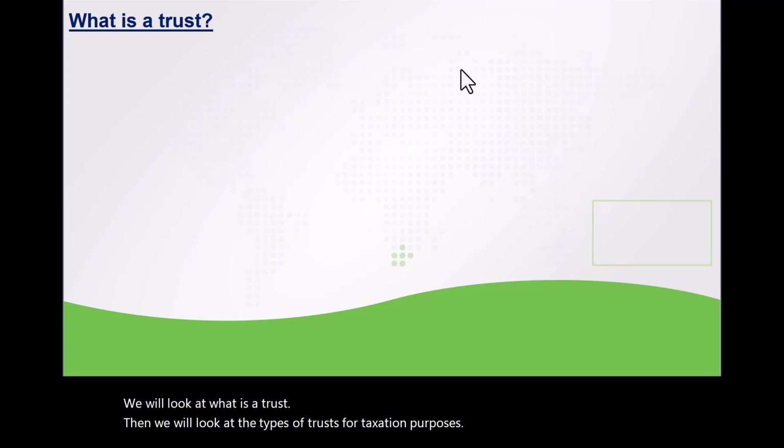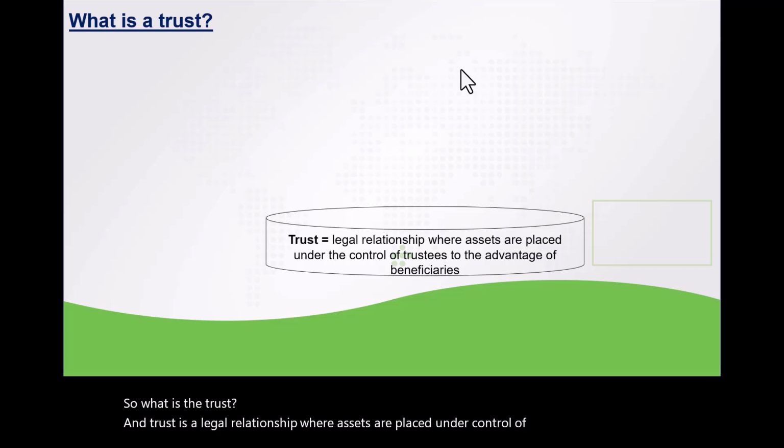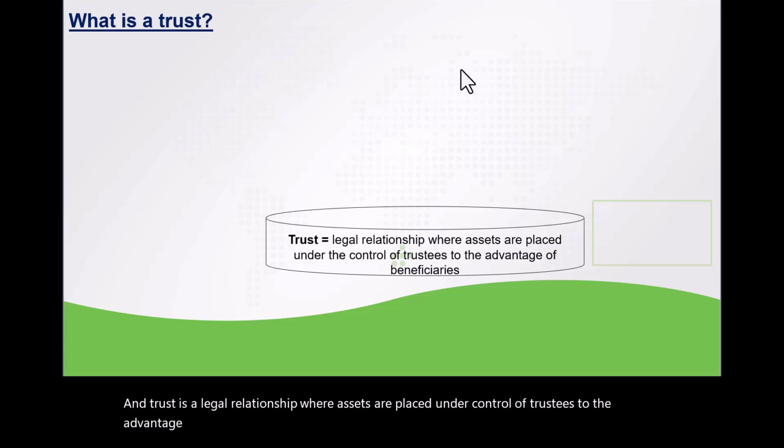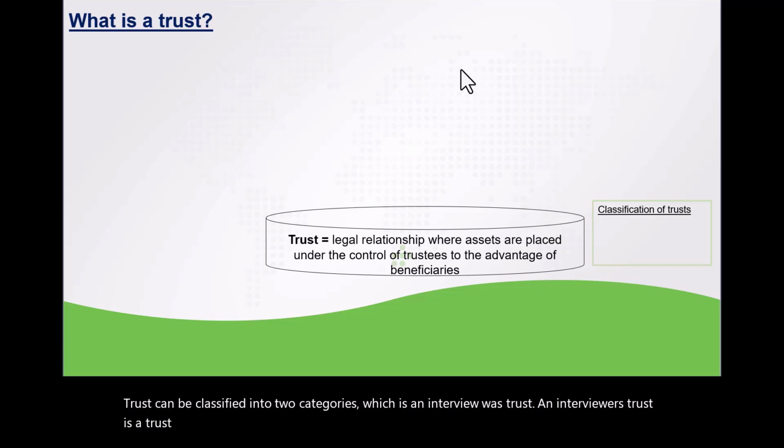So what is a trust? A trust is a legal relationship where assets are placed under control of trustees to the advantage of beneficiaries. A trust can be classified into two categories, the first being an inter vivos trust. An inter vivos trust is a trust created between living persons, so it's a trust created whilst a person is alive.